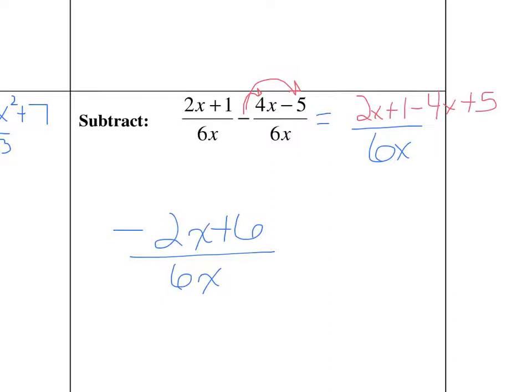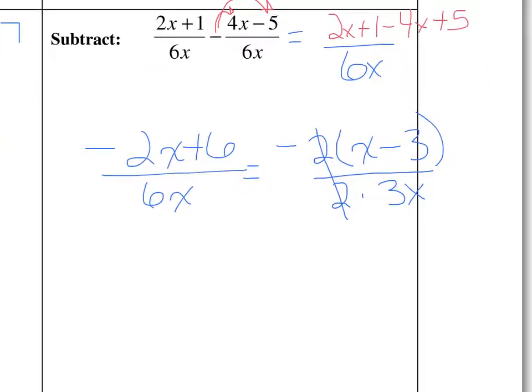Now this is a tricky one, because we've got some reducing that can happen here. I'm not going to reduce these 6's like this or these x's like this because of this binomial here. However, this binomial has a GCF of 2. So we can factor out a 2 here, or a negative 2, and leave that with x minus 3. And then the 6x in the denominator can be factored also to be 2 times 3x. And these 2's can cancel now since they're factors. So we're left with negative x minus 3 over 3x.